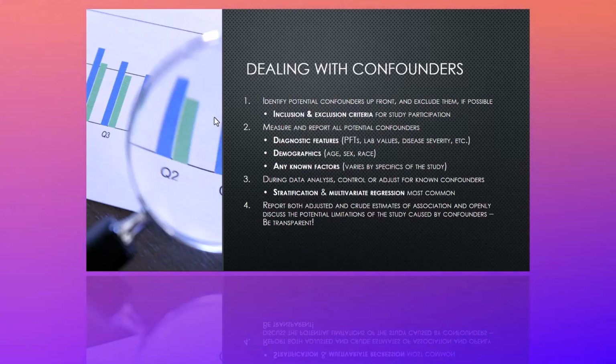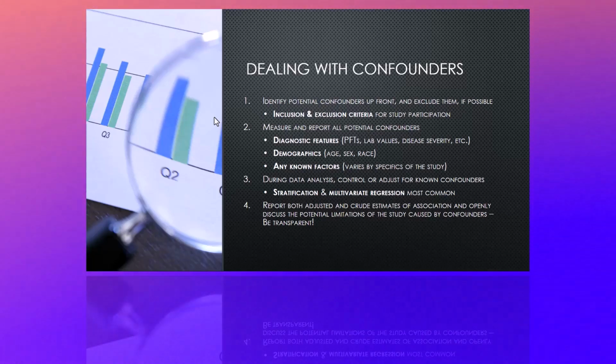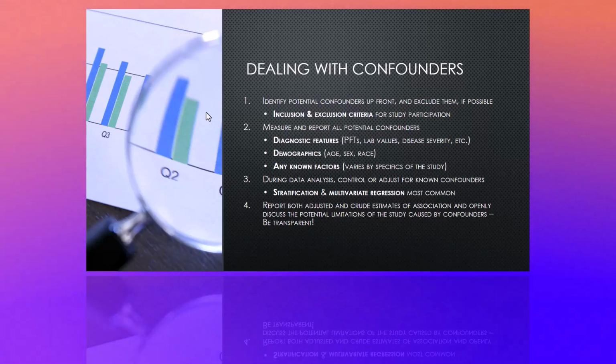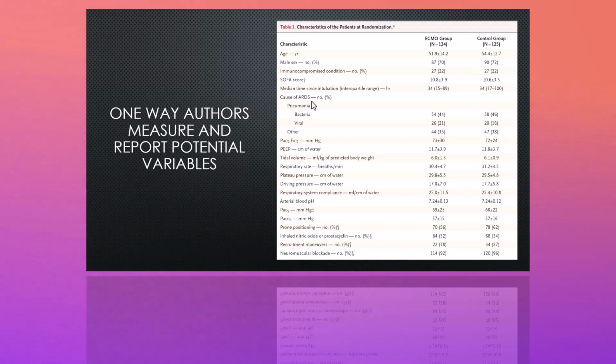You see both stratification and multivariate regression here. We're going to talk more about statistics later. What you need to know now is those are statistical methods for both controlling or adjusting for known confounders. Number 4 here is just the idea of being fully transparent. Our expectation is that both adjusted and crude values are given and discussed within the study. Also, the potential limitations of the study caused by the confounders. So confounding variables need to be reported in a study.